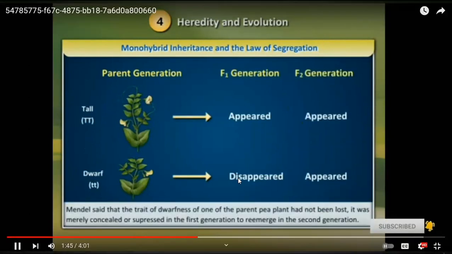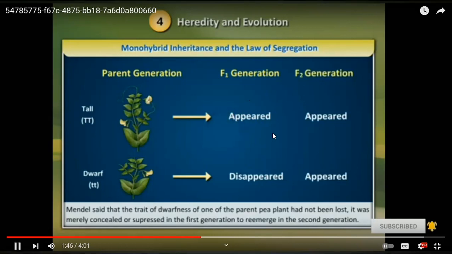Mendel said this, so note it down. In the F1 generation, tallness appeared and dwarfness disappeared. That is what concealed means: it is gone. But the same thing appears again in the F2 generation. So we can say there are no intermediate plants forming, because the traits are not combining or blending with each other. They are inheriting independently in the progenies.